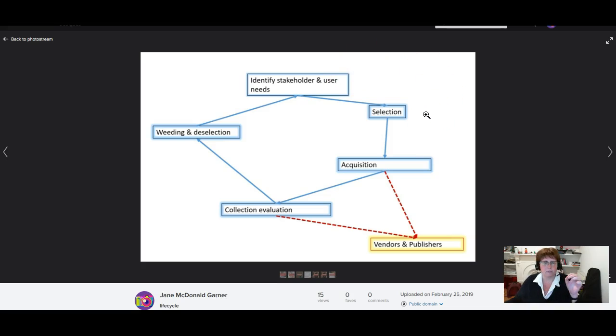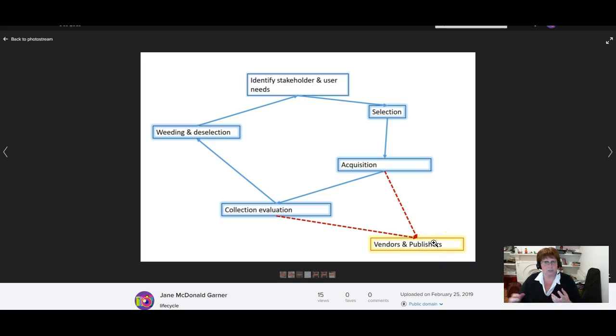Once we've got an understanding of who our people are and what they need, then we can go through the selection step in the cycle, which is all about choosing what we'd like to buy to be able to meet the needs of those users. Once we've got our shopping list, we can move to the acquisition stage, which is where we're actually going out and doing the shopping, whether that be literally walking into a shop and buying something in some cases, or it could be contracting the services of a vendor or a publisher, and that is this step here.